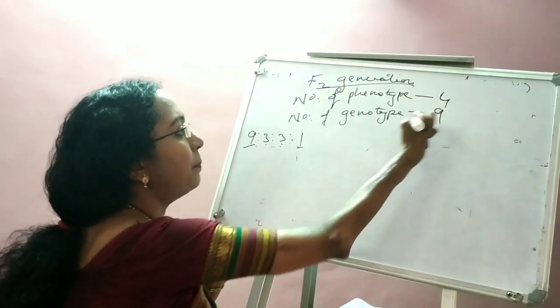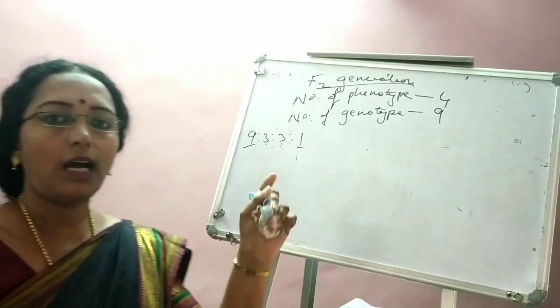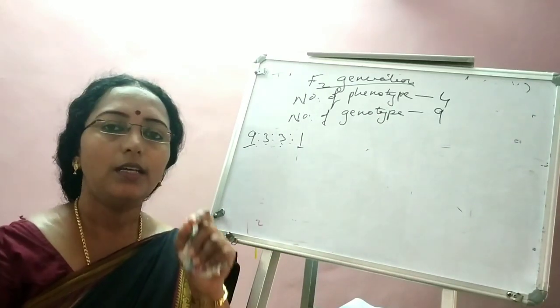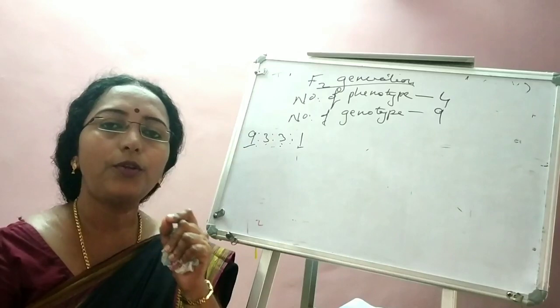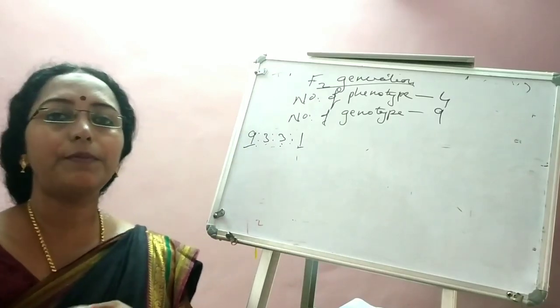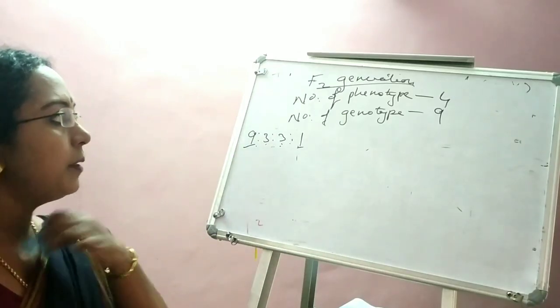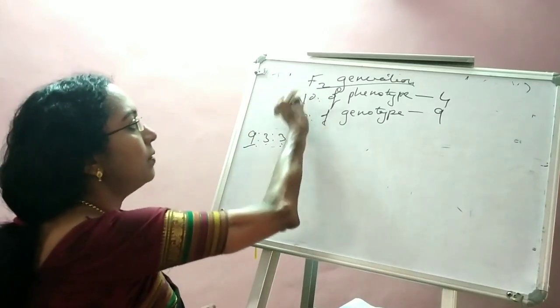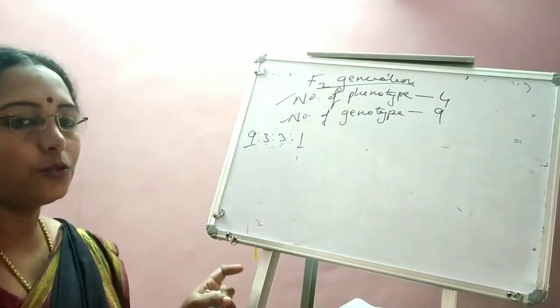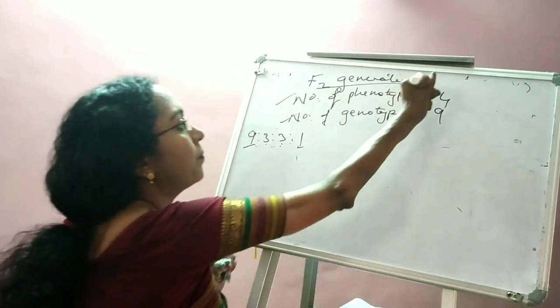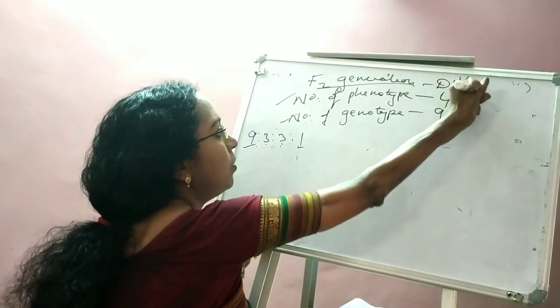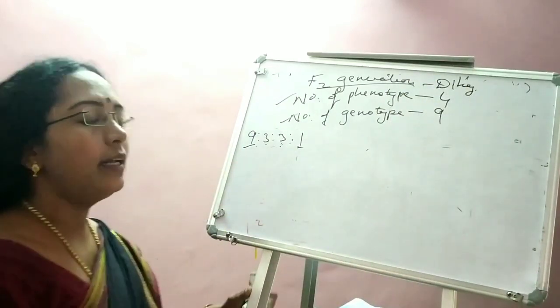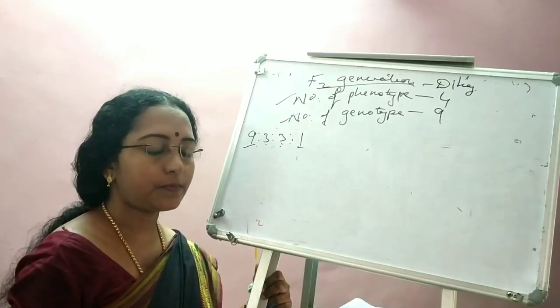The number of genotypes is 9. How will you get this 9? In a dihybrid cross, you take each one of the genotypes and count. You will get 9 different types of genotypes. So this is a question: the number of phenotypes in the F2 generation for a dihybrid cross is 4 and genotypes is 9.